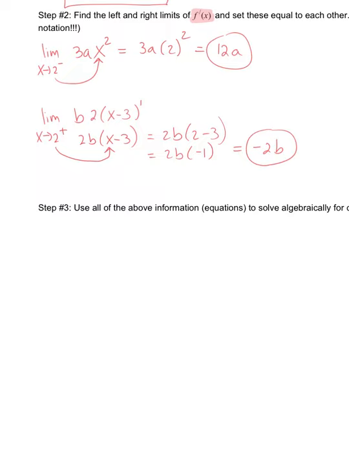Now, in order for the limit to exist, the left and the rights have to be equal to each other. So I take my left limit, 12a, and I set it equal to negative 2b. There is my equation for my derivative function limits.